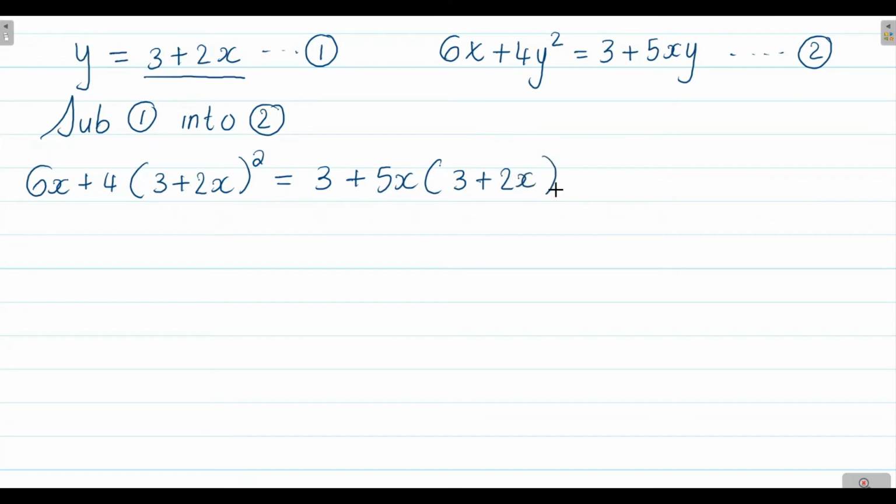From here, we are going to simplify this equation further. The first thing we need to do is remove all these brackets because they're complicating our lives.